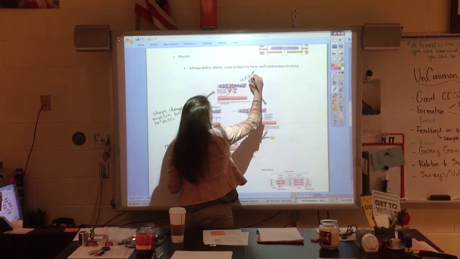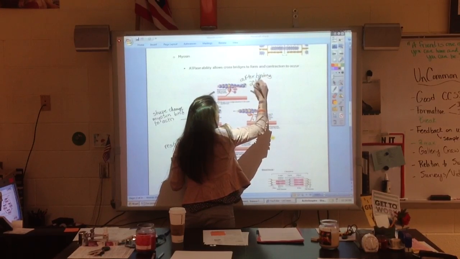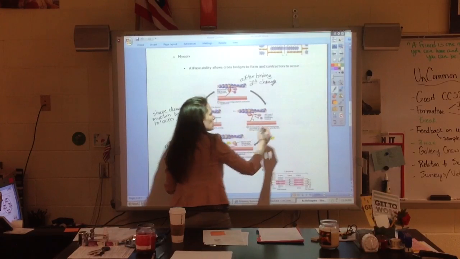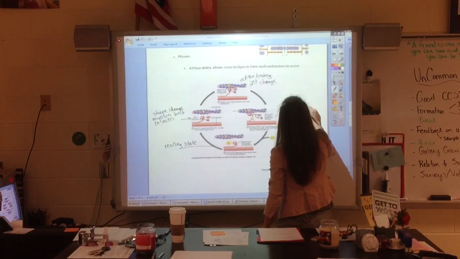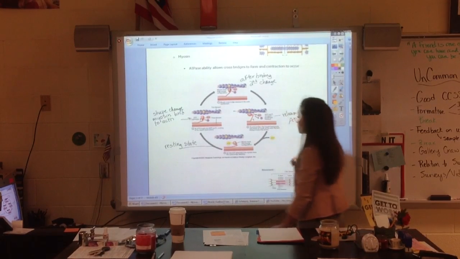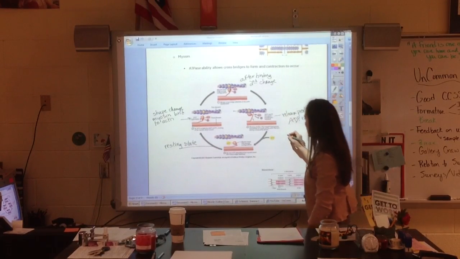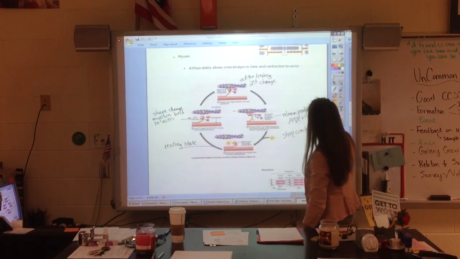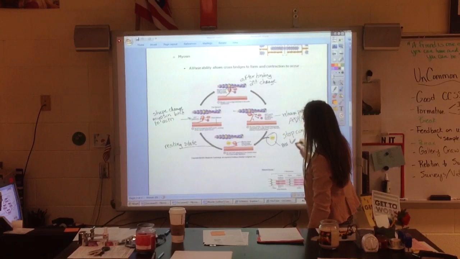So after binding, you have a second shape change. This second shape change is going to cause you to release products, which are ADP and inorganic phosphate. And now I've released it. And in order for this muscle contraction to stop, so to stop contracting, I need ATP.